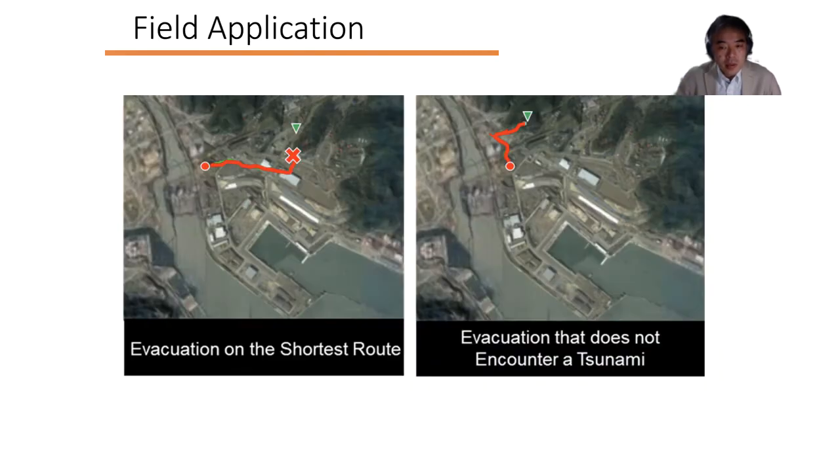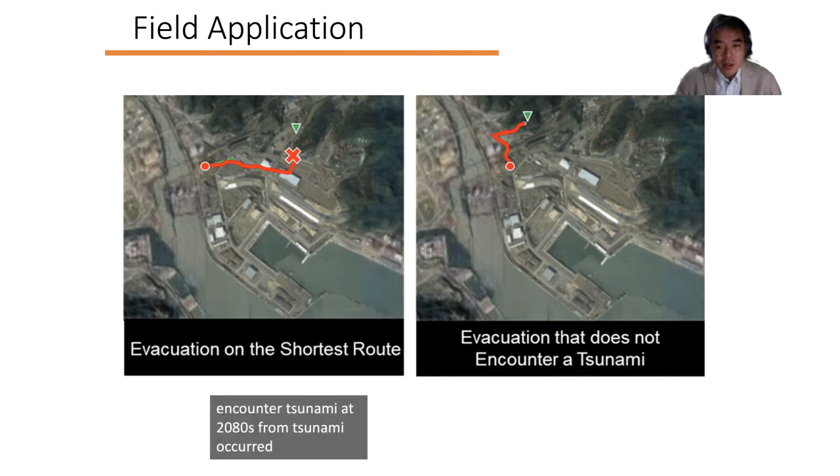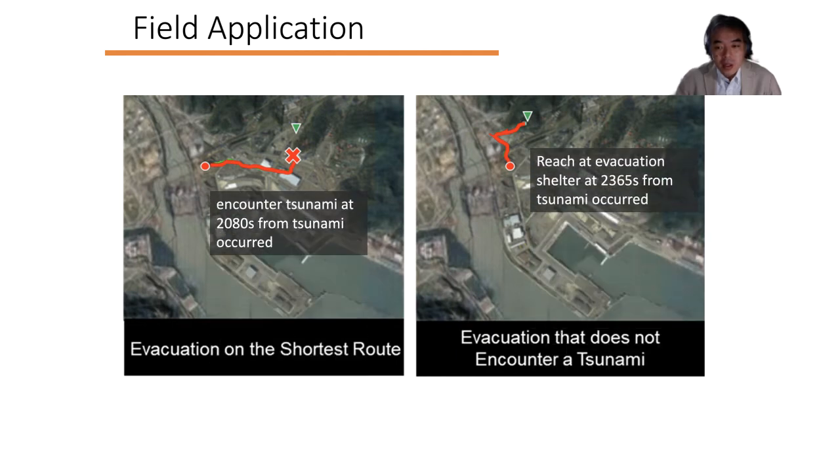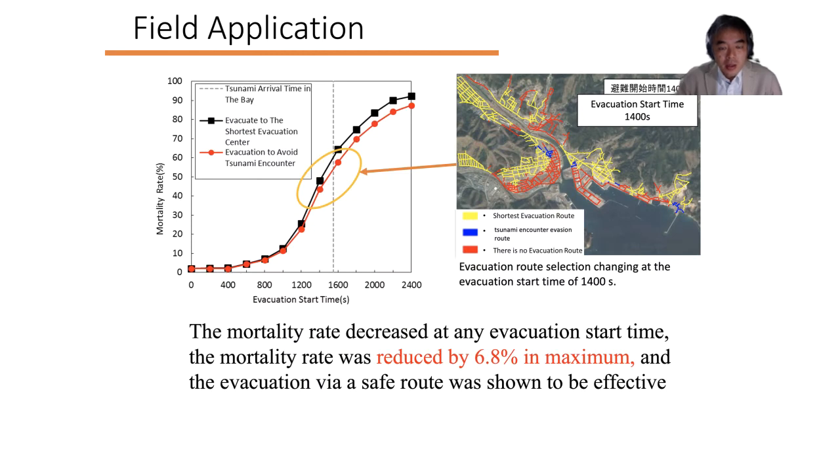So this is the difference between with or without the evacuation avoidance system. On the left-hand side, this is the shortest way, but the evacuee encountered the tsunami. And on the right-hand side, it is not the shortest route, but he avoided the tsunami. So this figure shows the effect of the avoidance system based on the database.